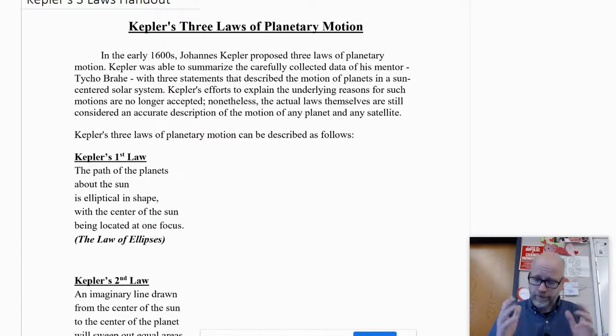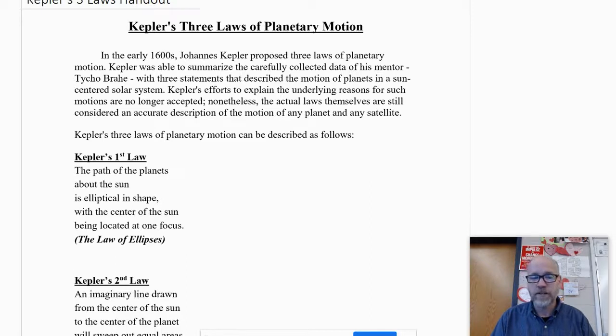So in the beginning here, it says, in the early 1600s, Johannes Kepler proposed 3 laws of planetary motion. Kepler was able to summarize the carefully collected data of his mentor, rival. Are they one and the same? Tycho Brahe, with 3 statements that describe the motion of planets in a sun-centered solar system, first put forward by Nicolaus Copernicus. Now, Kepler's efforts to explain the underlying reasons for such motions are no longer accepted. Nonetheless, the actual laws themselves are still considered an accurate description of motion of any planet and any satellite.